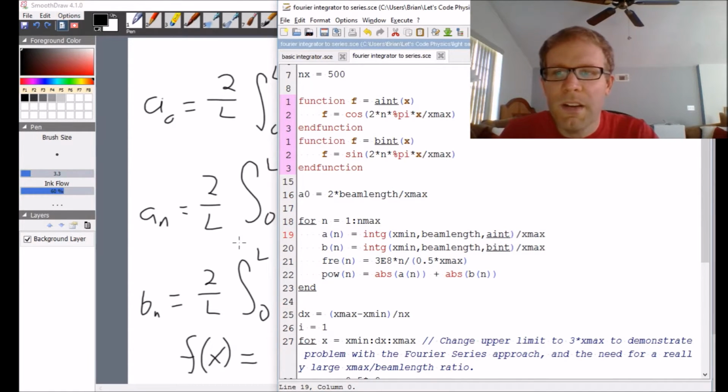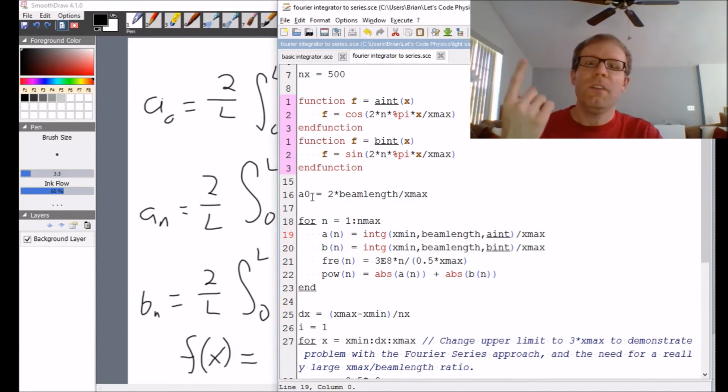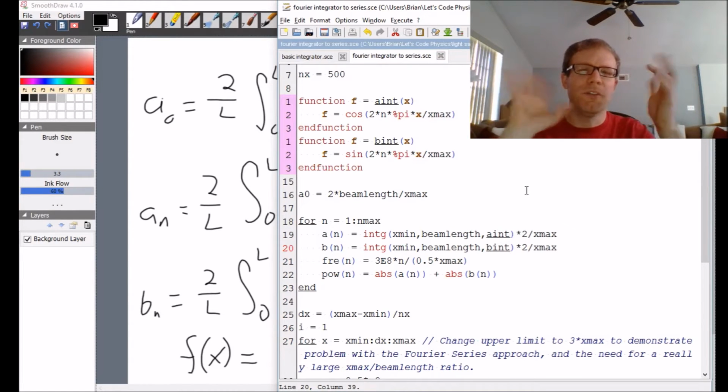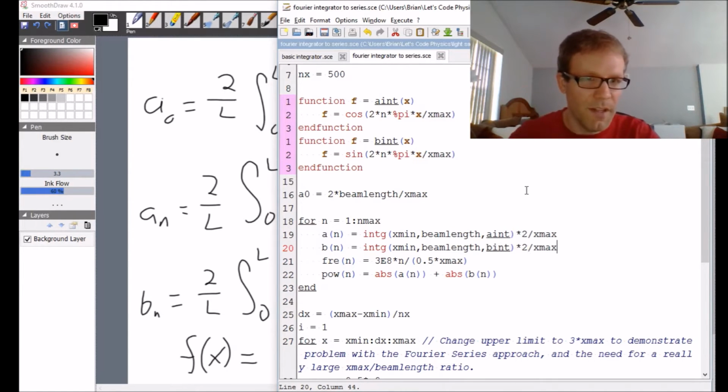And then down here, we are calculating the AN and the BN integral. So you only need one A0, but then you need an A and a B for every N, for every term that you're looking at. So here we're doing the integral from x-min to the beam length of ANT. And again, that's this function up here. We're dividing by L, so I need to add in a times 2. Same thing down here. I need to add in a times 2. I converted a formula over from Wolfram Alpha and left off a few 2's. My bad.